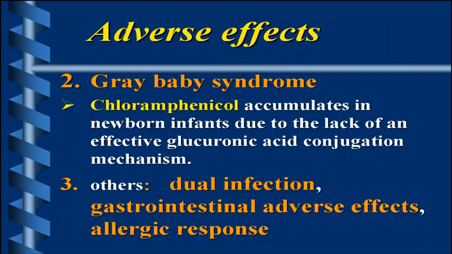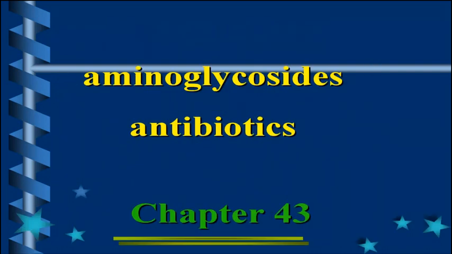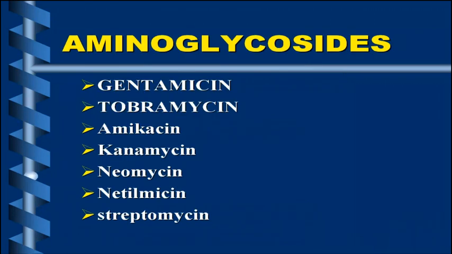Okay, here we have finished chapter 44, tetracycline and chloramphenicol. Continue to discuss chapter 45, aminoglycoside antibiotics. Aminoglycoside antibiotics include these agents. And please remember some names of these agents. For example, gentamicin, tobramycin, amikacin, kanamycin. These are all aminoglycoside antibiotics.